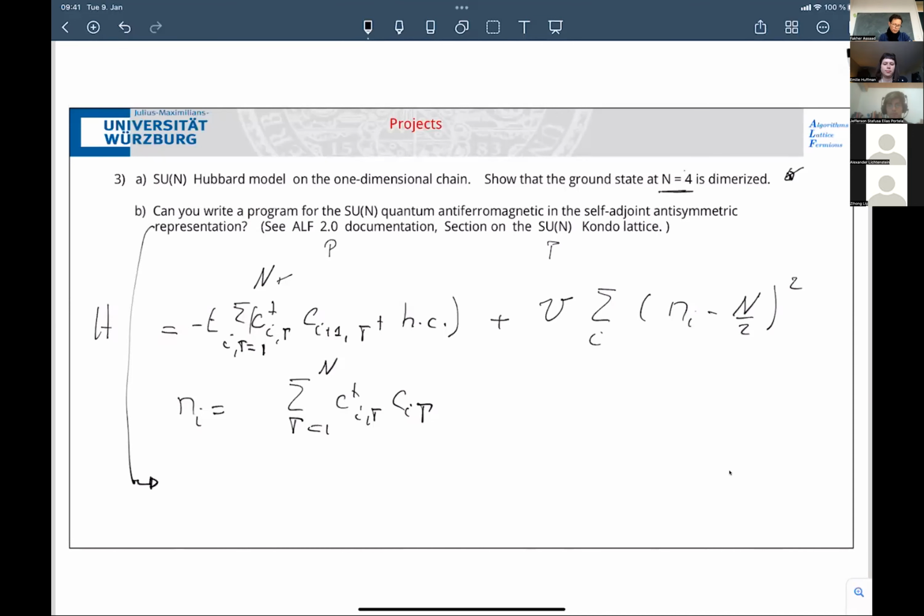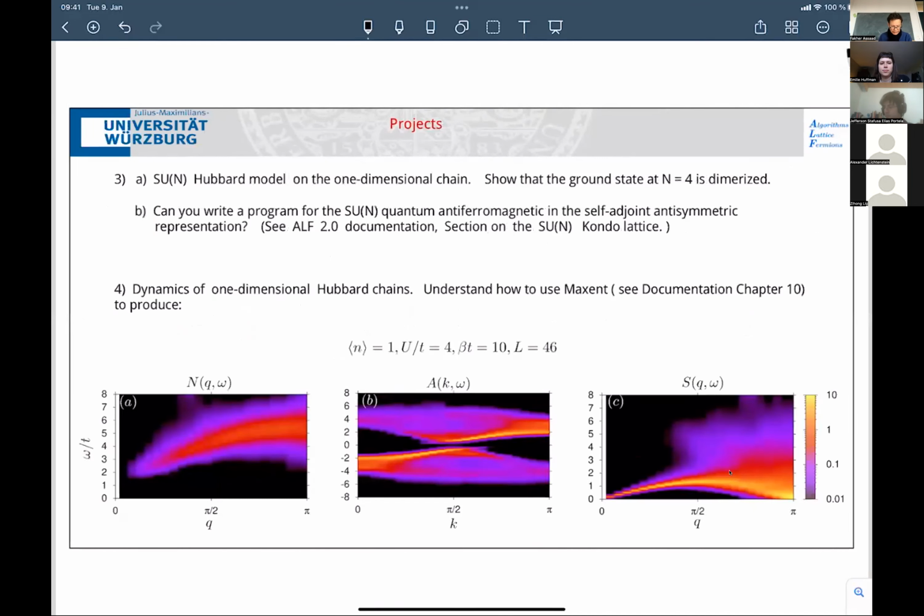Okay, so this is project number 3. Project number 4: the ALF has an implementation of maxent. Many people say maxent is bad, you know, don't use maxent. And maybe you're right, but maybe not, right? So you should try it first yourself. And this is what I propose.